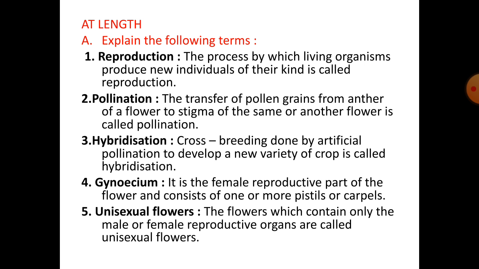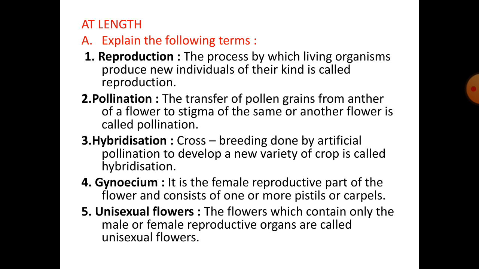At length, explain the following terms. Reproduction. The process by which living organisms produce new individuals of their kind is called reproduction. Pollination. The transfer of pollen grains from anther of a flower to stigma of the same or another flower is called pollination. Hybridization. Crossbreeding done by artificial pollination to develop a new variety of crop is called hybridization.